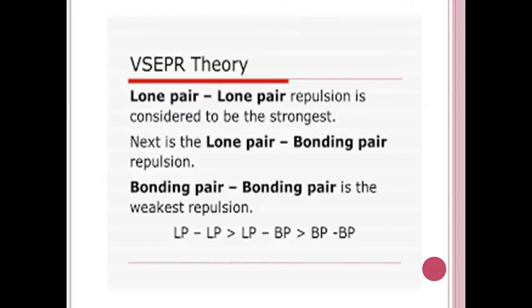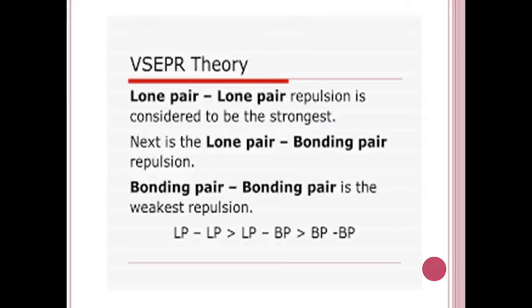And if you take lone pair, I told you the electrons which are not involved in the bonding are called lone pair of electrons. When you have two lone pairs near to each other, the repulsion is considered to be the strongest, their repulsion is maximum. If a lone pair is near to a bond pair, then the repulsion is moderate. And when two bonding pairs are together, there is the weakest repulsion.